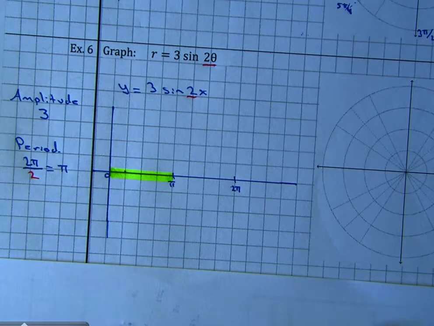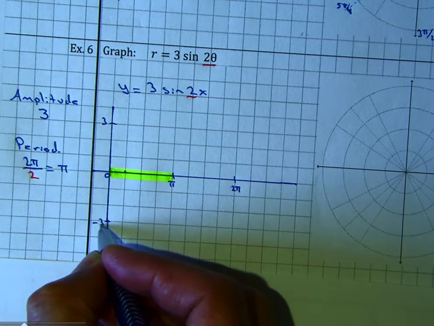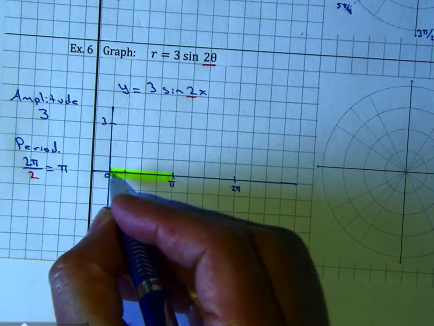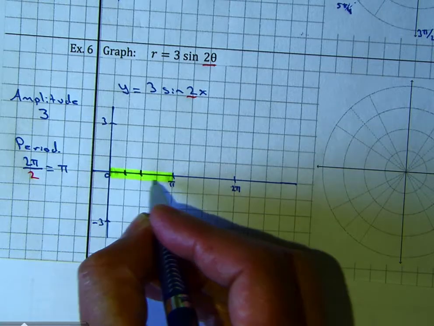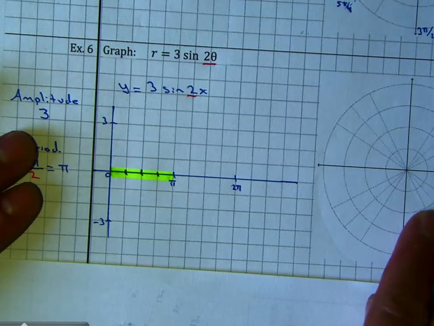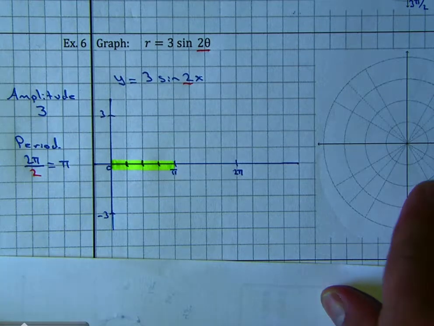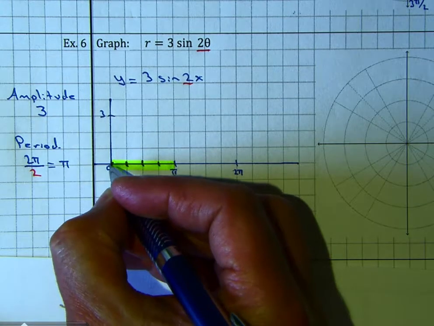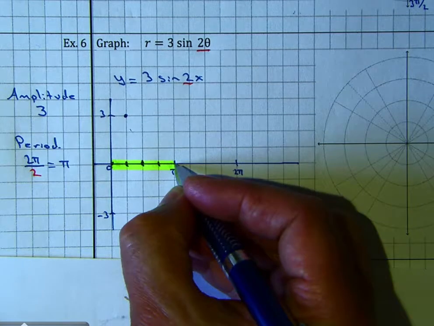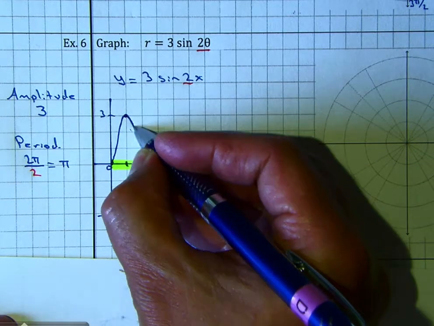Let me deal with the amplitude first. I'm going to go all the way up to 3, all the way down to -3. And now I'm going to divide this in 4 sections. Half, half, half. Then I need to think, does my sine start at 0 or at 1? My sine starts at 0. Then I'm going to go all the way up to 3, down to 0, down to -3, and back to 0. And I'm going to make a full rotation, make it nice and curved.